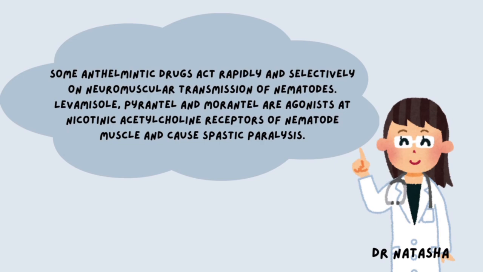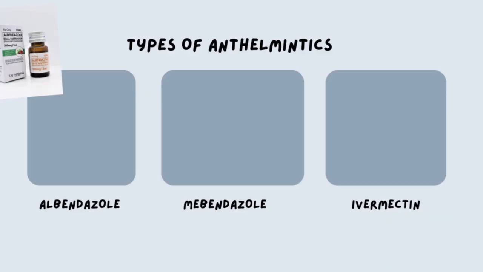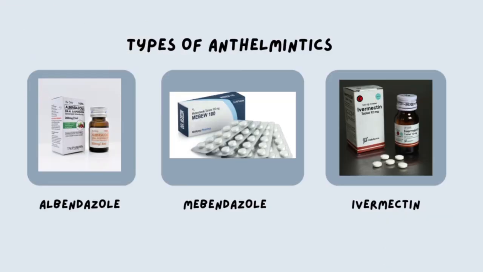Levamisole, Pyrantel, and Morantel are agonists at nicotinic acetylcholine receptors of nematode muscle and cause spastic paralysis. These are the types of anthelmintics. We have albendazole, mebendazole, and ivermectin.